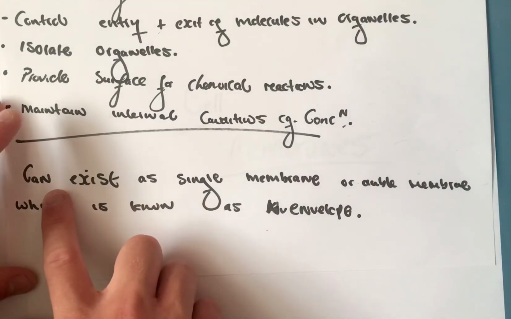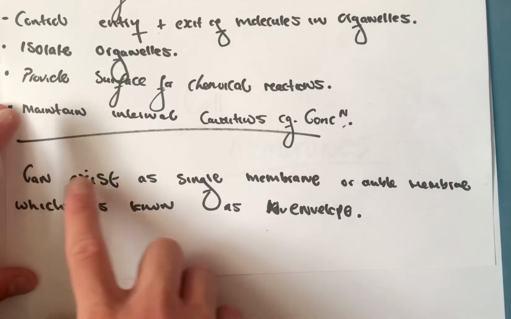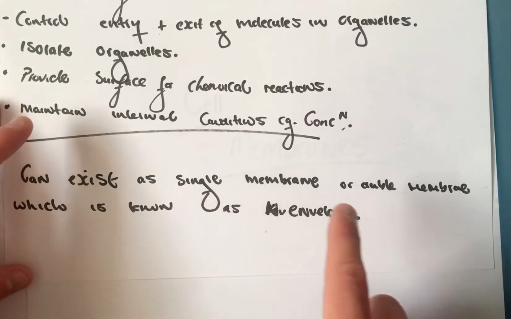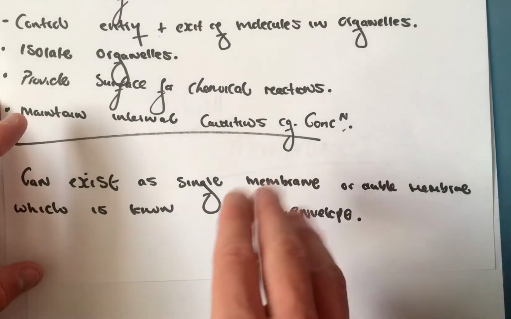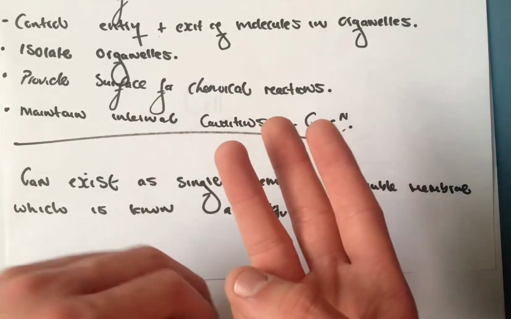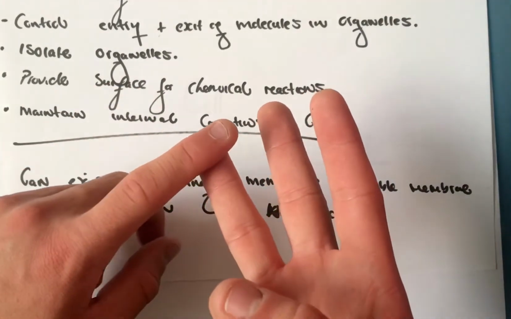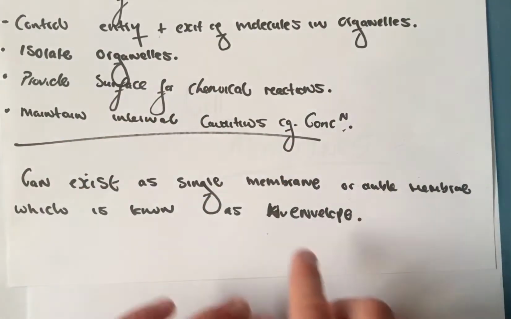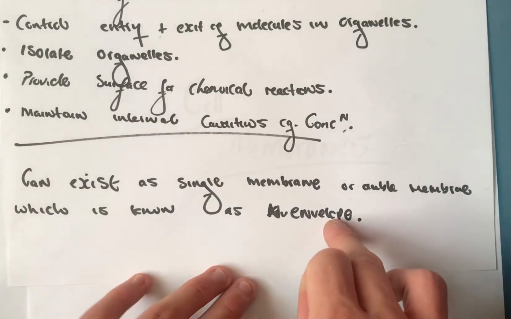So just an important point to note that cell membranes can exist as a single membrane or a double membrane, which is known as an envelope. And there's three different organelles which have a double membrane. So we need to know about the chloroplast, the nucleus and the mitochondria. And as I've just said, this is known as an envelope.